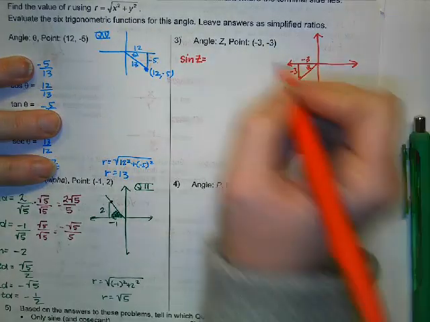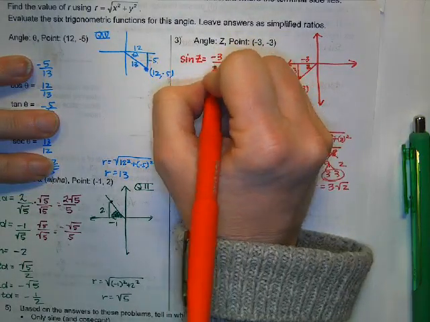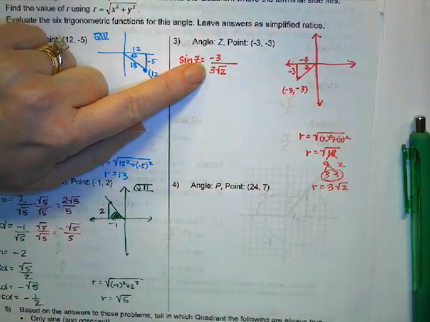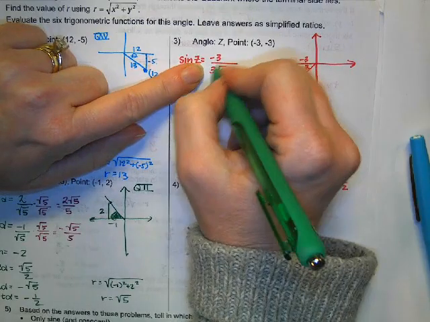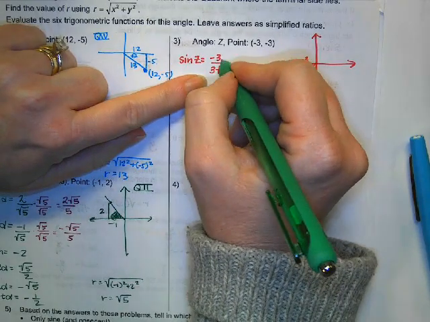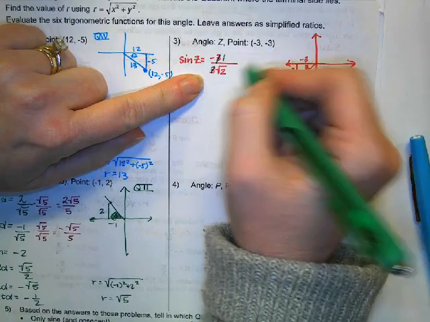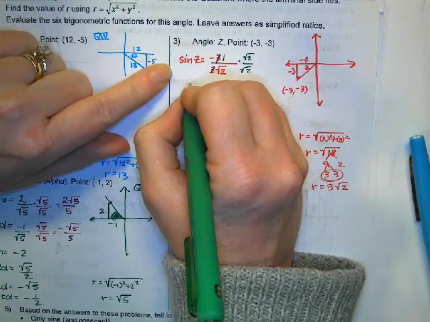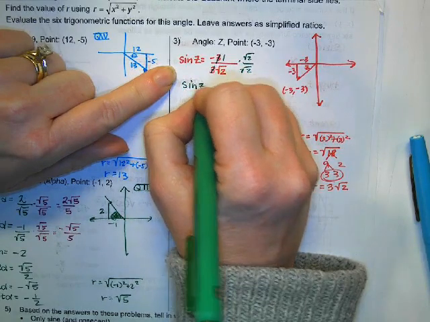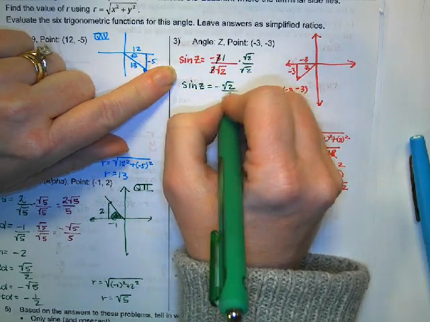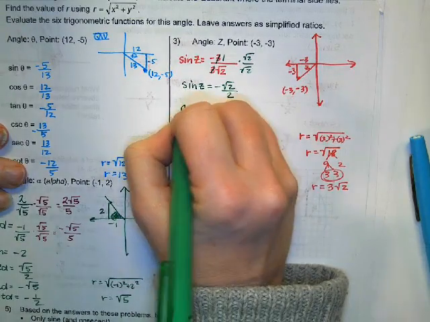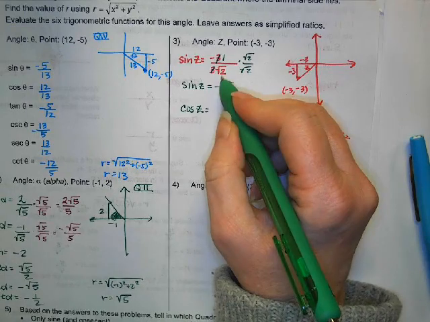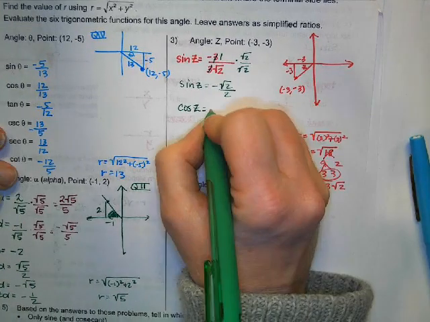So sine of Z is y over r. So I've got negative 3 over 3 square root 2. Now, can't have a radical in the denominator, but also 3 over 3. Those are both on the outside of the radical, so they can be simplified. That's negative 1 over square root 2. Now I'm going to multiply both the top and the bottom by square root of 2. And you get sine of Z equals negative square root 2 over 2. Now this is isosceles, which means when I go to do cosine, I realize it's also negative 3 over 3 square root of 2. So I'm going to get the exact same thing for cosine.